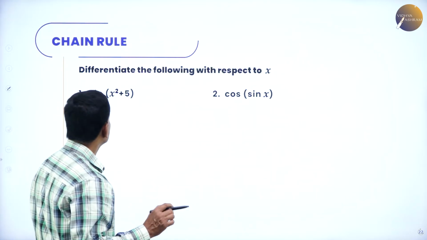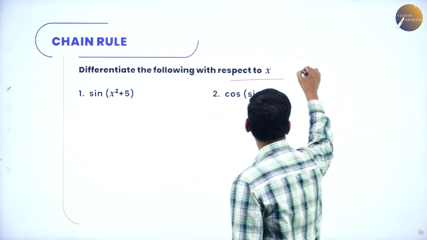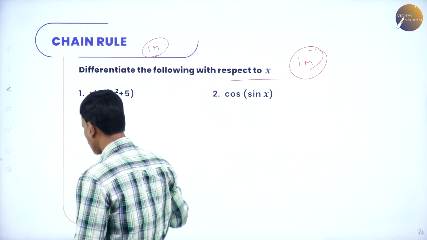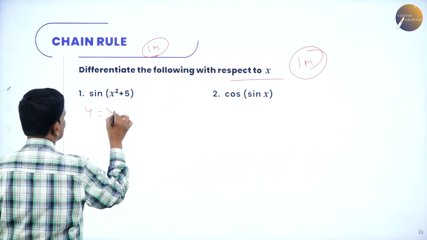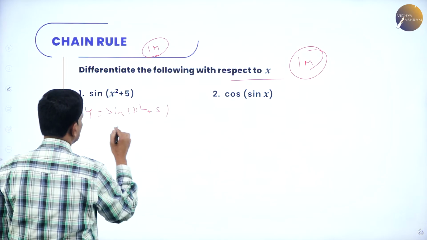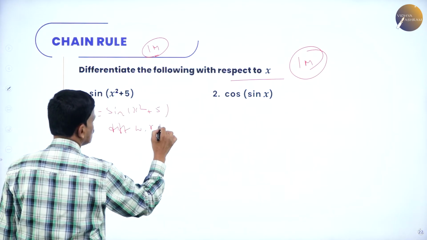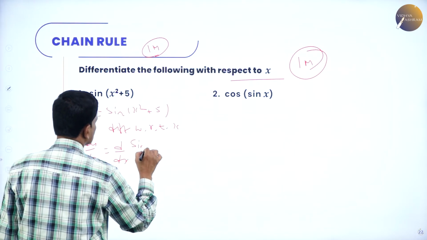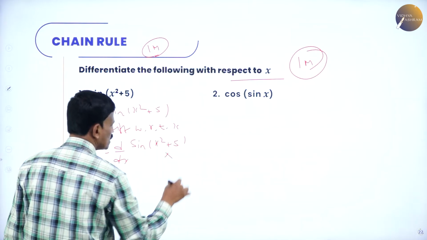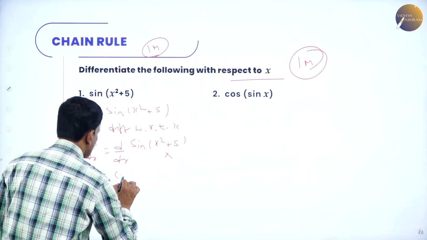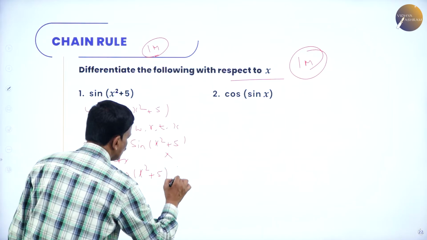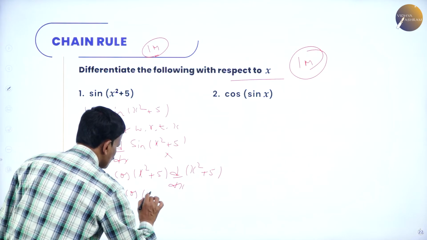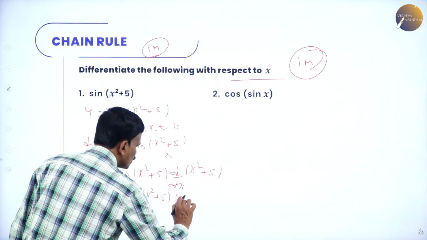Now let us take a few problems. Differentiate the following with respect to x. These are all 1 mark questions, so you may expect this type of problems in your 1 marker. Now let us consider y is equal to sine of (x square + 5). Differentiating with respect to x, dy by dx is equal to d by dx of sine of (x square + 5). Let us call it x. What is differentiation of sine x? Cos x, instead of x it is x square + 5, into d by dx of (x square + 5). So this is equal to cos of (x square + 5) into differentiation of x square, which is 2x.